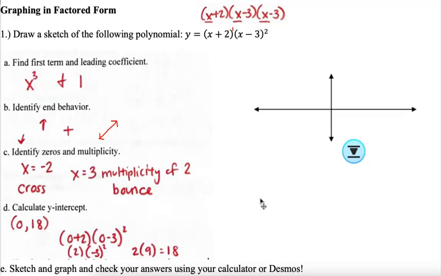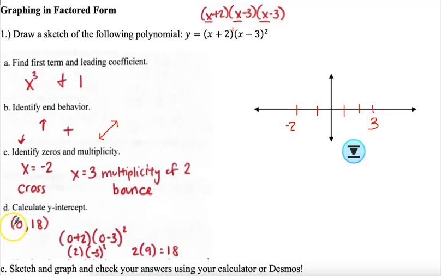So I'm going to take all this information and draw a rough sketch of a graph. Let's start with our x-intercepts. I'm going to go boom, boom, negative 2 is one of my x-intercepts, and then a positive 3, boom, boom.